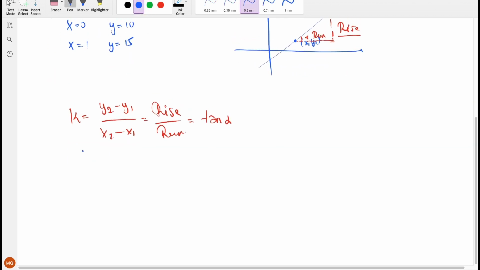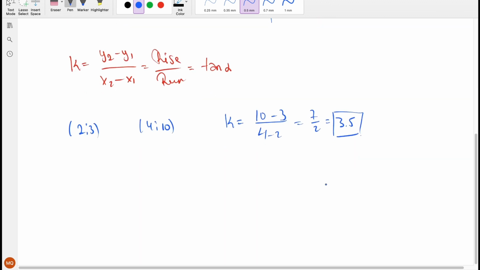Okay, now let's take an example. For example, points (2, 3) and (4, 10) are given. What's the value of slope? k is equal to 10 minus 3 over 4 minus 2. So it is very simple. 7 over 2, 3.5 is the answer.